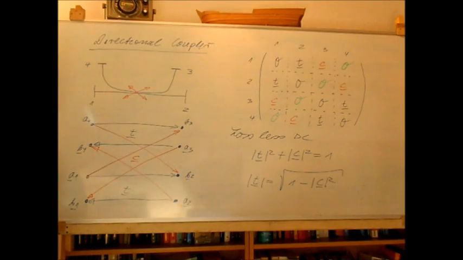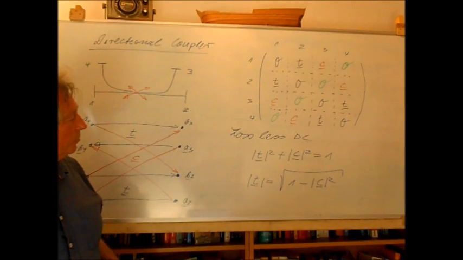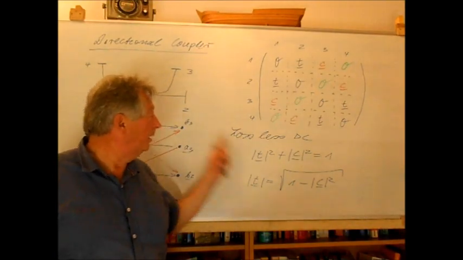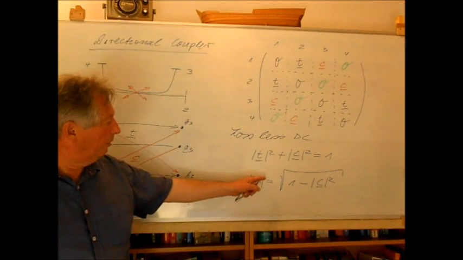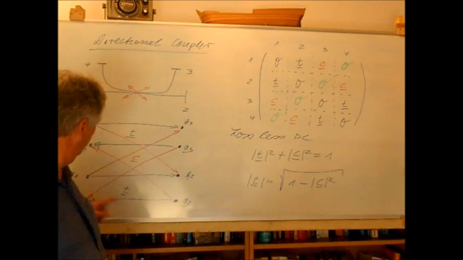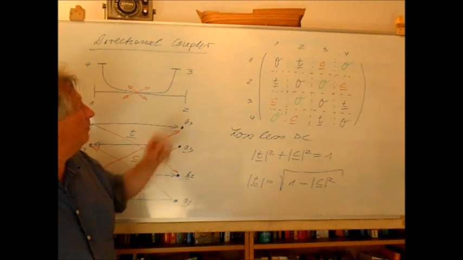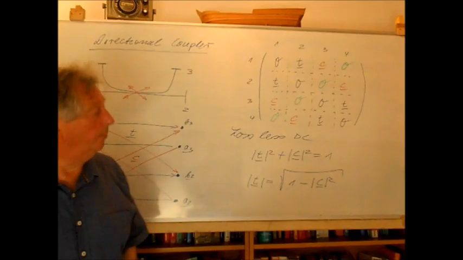So you see, even if I assume a lossless directional coupler, if I couple a part of the energy, for example, from port 1 to port 3, then of course the transmission between port 1 and port 2 will be reduced. So this is the S matrix of an ideal directional coupler.